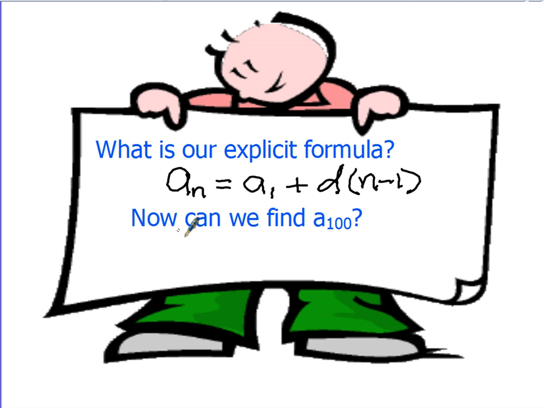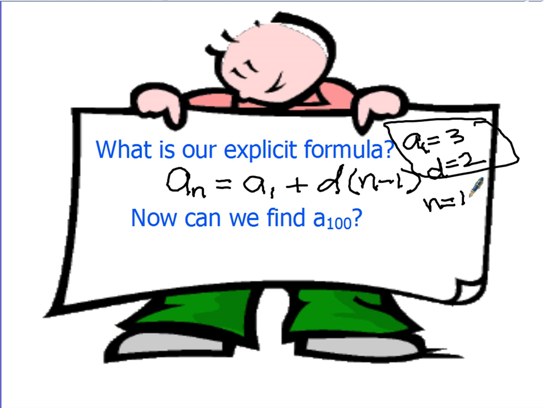So let's say that I wanted to take the sequence I had before and find the 100th term of that sequence. Well, remember, in that sequence, a sub 1 was 3, and our common difference was 2. So I use these values and plug them in. Oh, and I want to find the 100th term, so that's n. I'm going to include that too. I'm going to plug those values into this formula and find my 100th term. So I want to find a sub 100, which is the 100th term in the sequence.